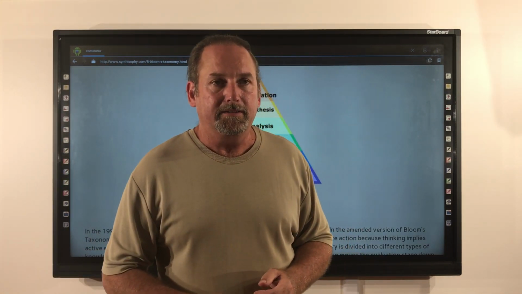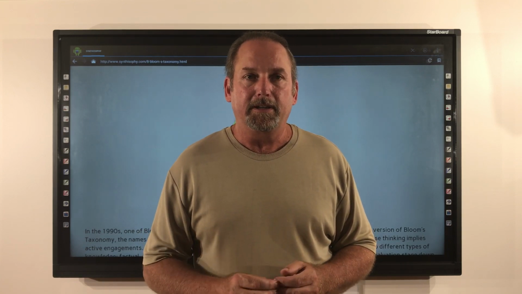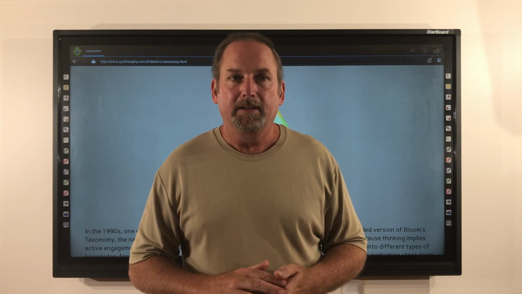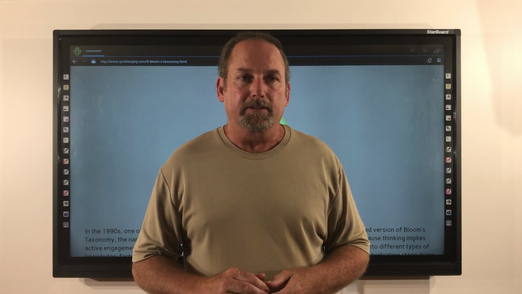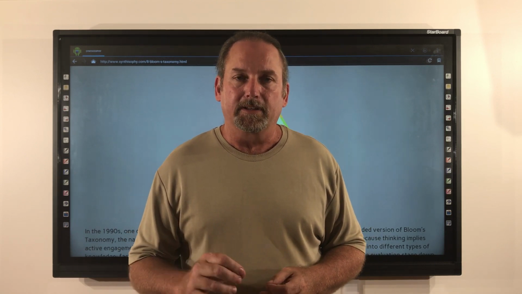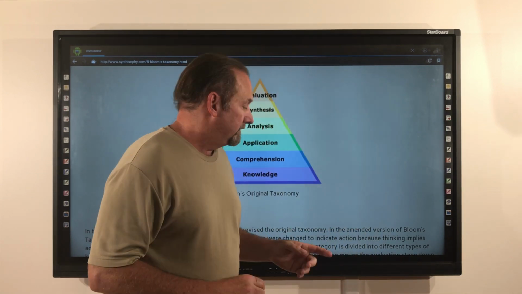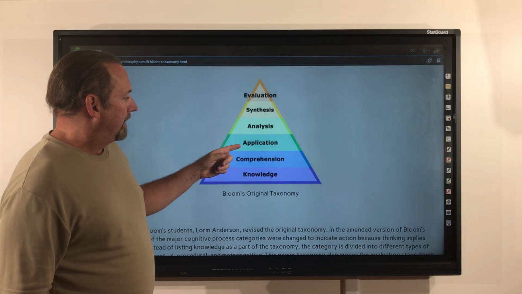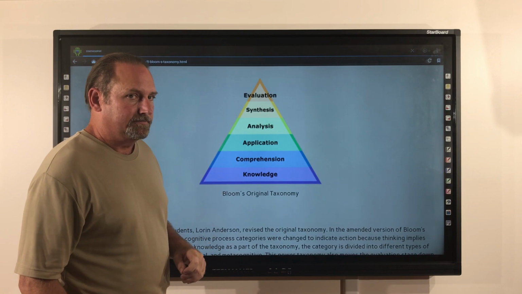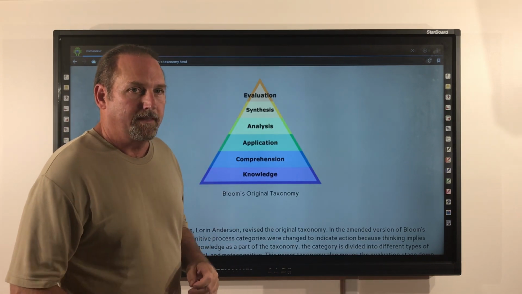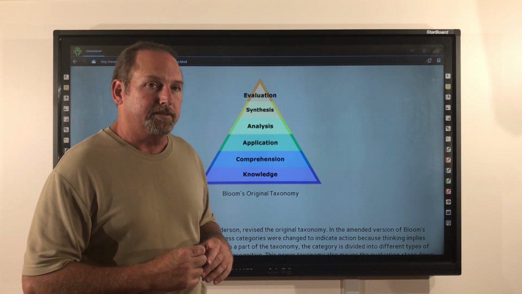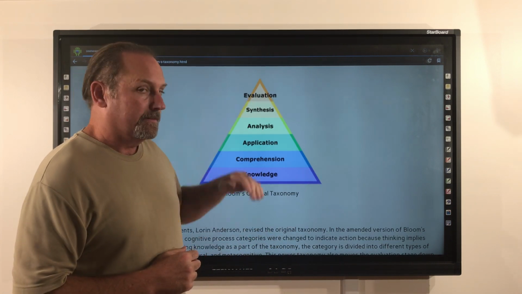Bloom's taxonomy is a classification system created in 1948 by education psychologist Benjamin Bloom and several colleagues to categorize intellectual skills and behavior important to learning. Bloom identified 6 cognitive levels: knowledge, comprehension, application, analysis, synthesis, and evaluation, with sophistication growing from basic knowledge here at the bottom and recall skills up to the highest level here of evaluation.